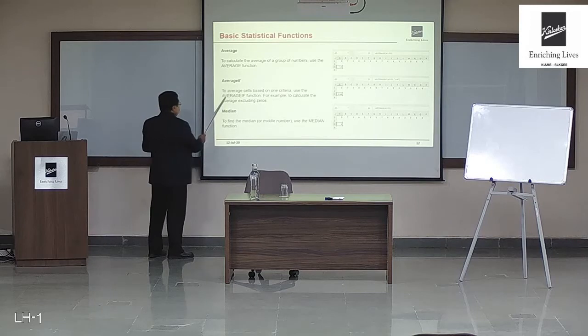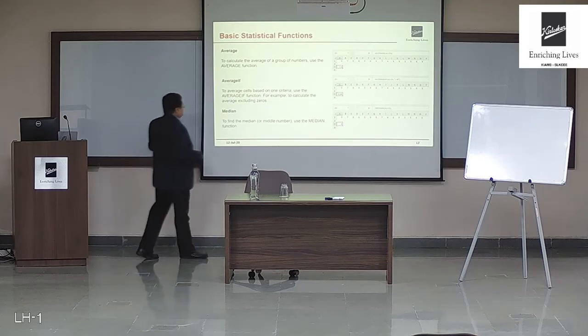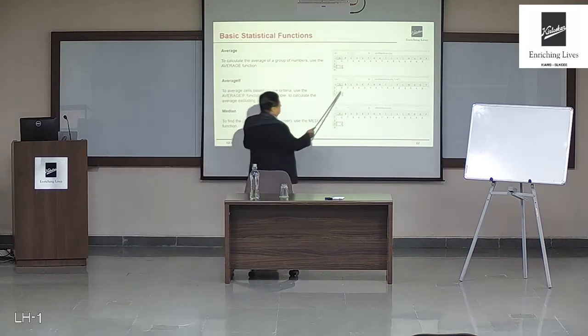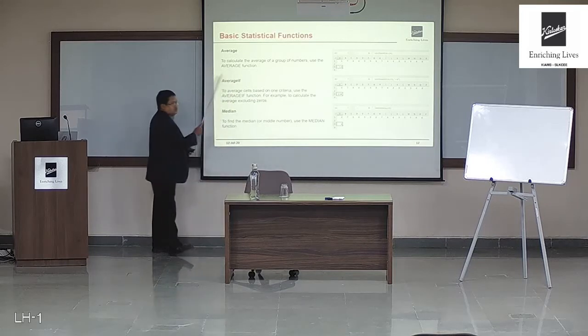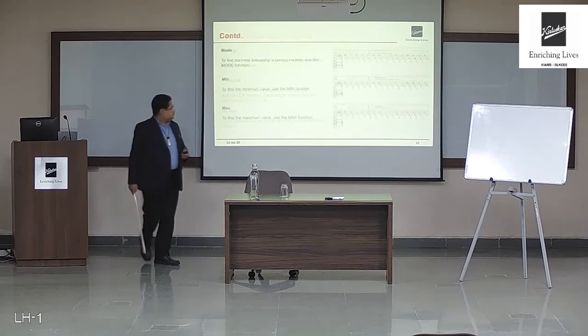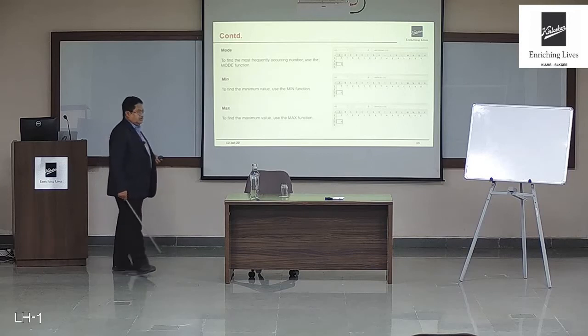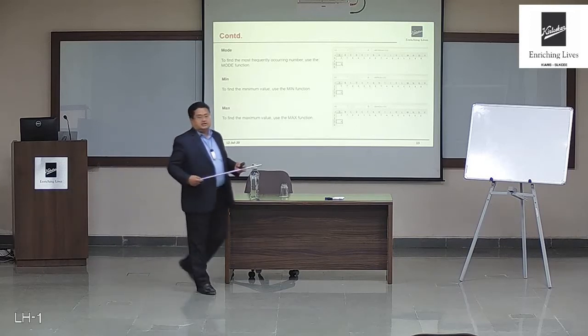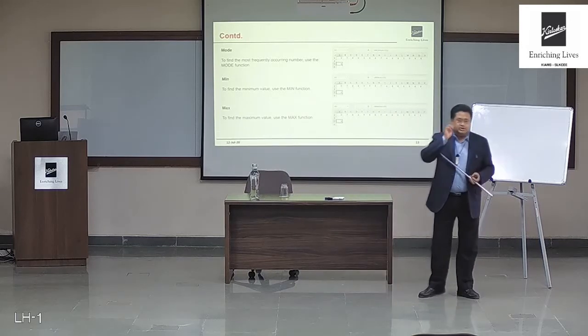This is AVERAGEIF. To average cells based on one criterion, use the AVERAGEIF function. For example, to calculate the average excluding 0. Here you have 0 also, and I want to exclude the 0. In such a case, you are going to use AVERAGEIF. You can also use median, you can use mode, you can find the mean, you can find the max. These are the statistical functions which you can easily use on the data set available on your Excel worksheet.